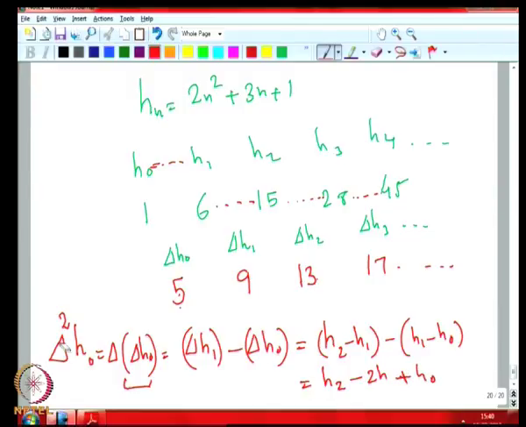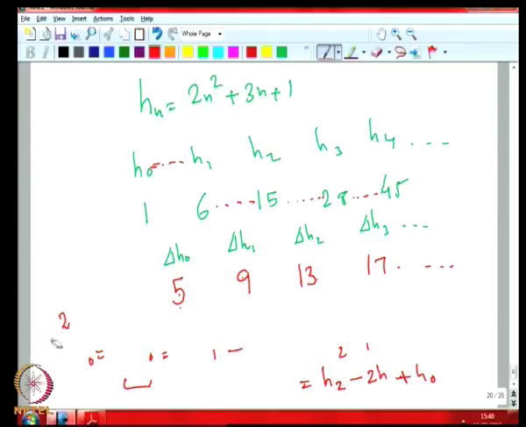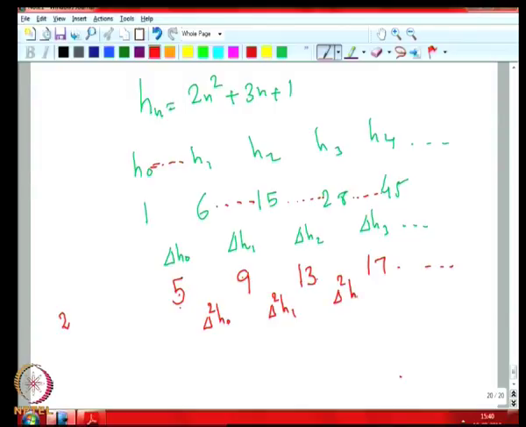But when you write the table, it is easy, because you just have to subtract this from this, right? So we have written 1, 6, 15, 28 like that. We do not have to go to the first sequence, we can write it from the second sequence. We will write delta square of H0 here, delta square of H1 here, delta square of H2 here, and so on. This will be 9 minus 5, 4, this will be 13 minus 9, which is 4, right? And the third one, 17 minus 13, 4 and so on.